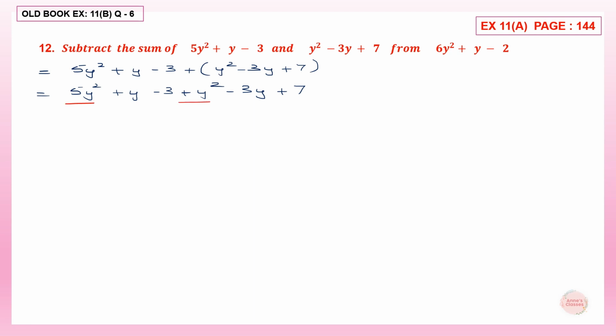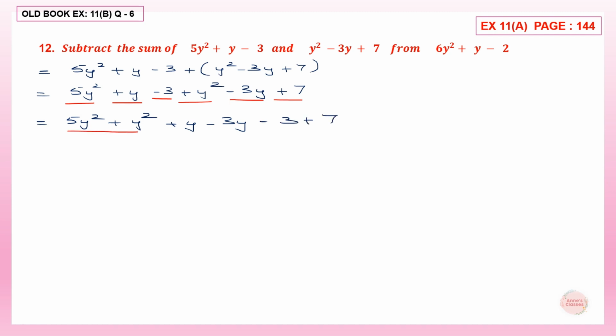Now let's get all the like terms together. 5y square plus y square. So that will be 5y square plus y square. Next one is plus y minus 3y. So we have plus y minus 3y. Then the numbers minus 3 plus 7. Minus 3 plus 7.